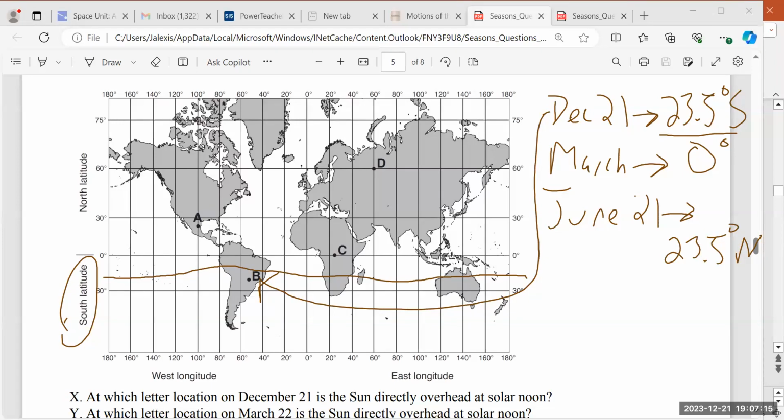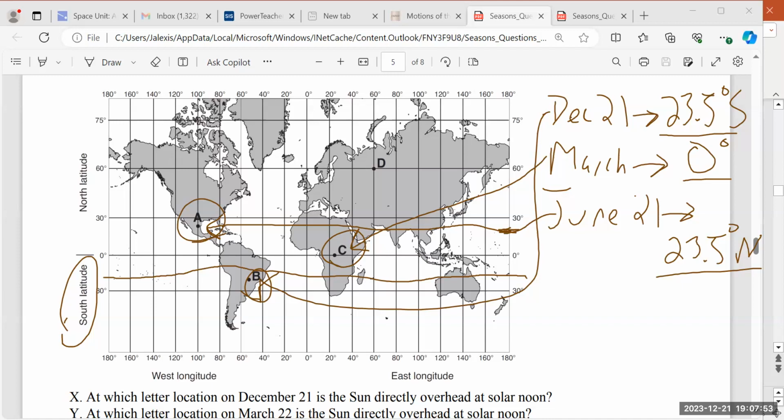Now for March, which letter is at 0 degree latitude? For March, the one that's at 0 degree latitude is letter C. And for June 21st, which letter is at 23.5 degrees north? For June, 23.5 degrees north is right here. And the letter closest to it is letter A. And so that is your correct answer.